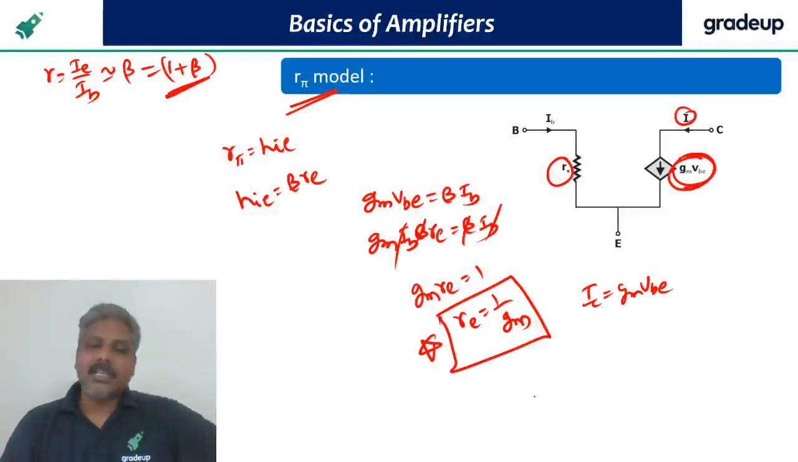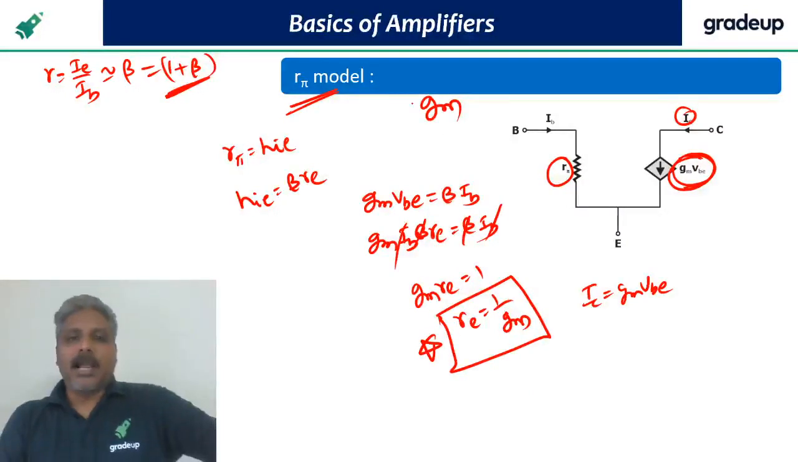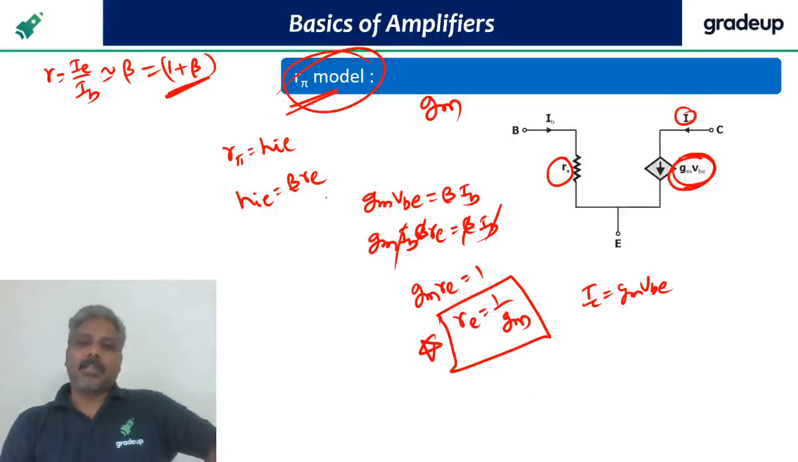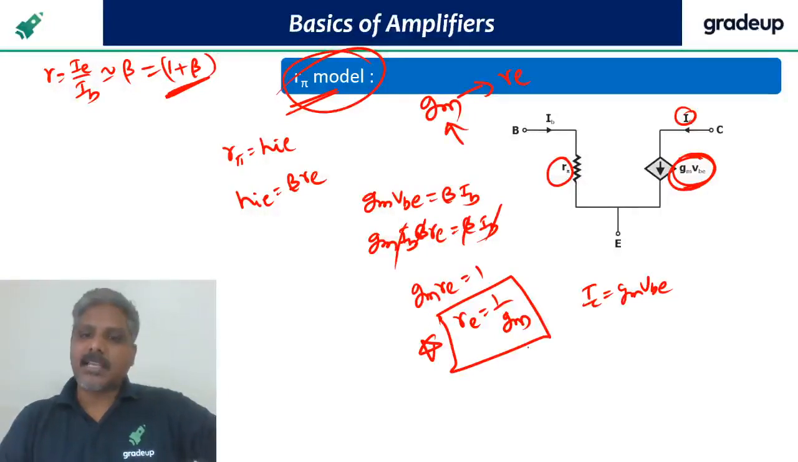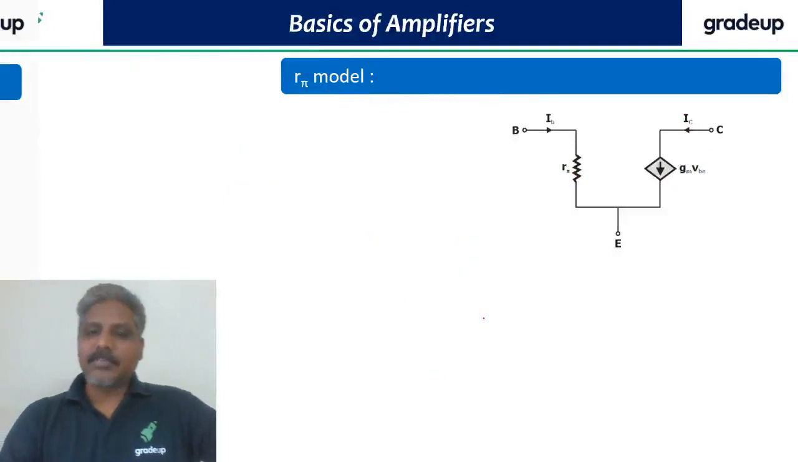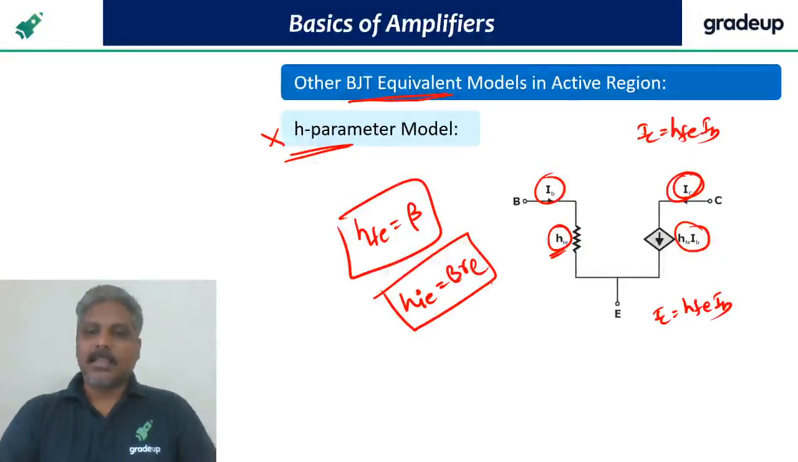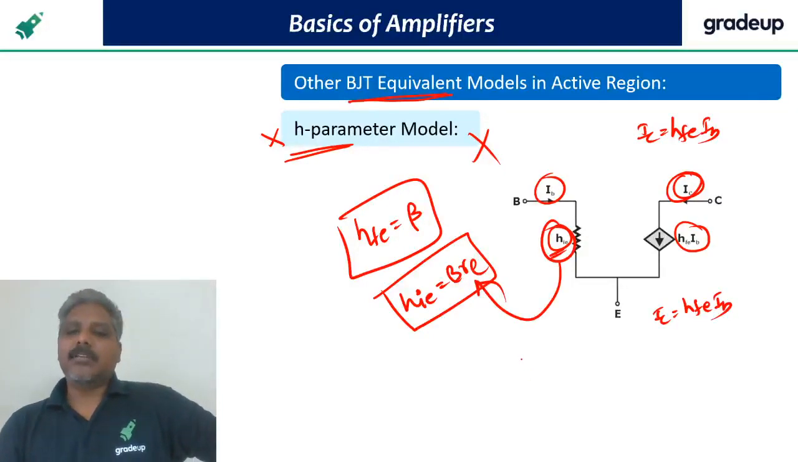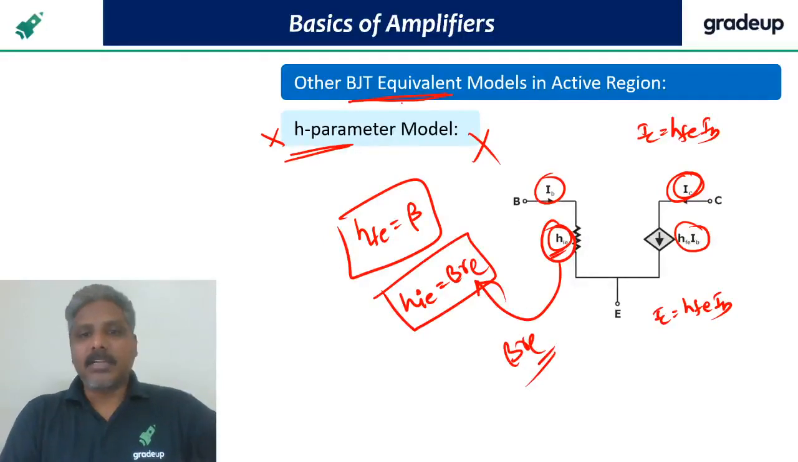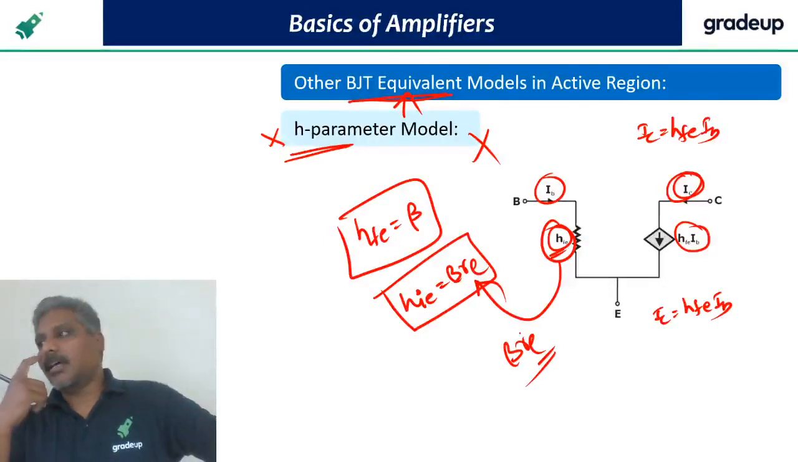Why I am giving these relations is, suppose it is given the GM value and you don't know how to use the RPi model, for example, then you can convert this into the RE model by taking the inverse of this as RE. Suppose it is given H parameters, and if you don't want to use H parameters, convert that into the RE model. So it is beta RE. So to convert from one model to another model, these are the relations.